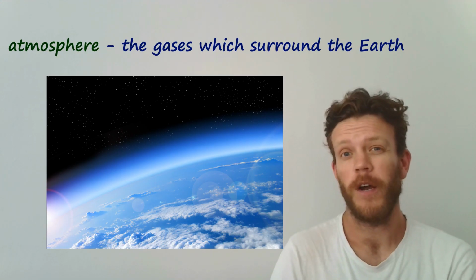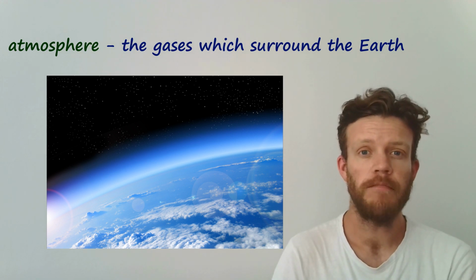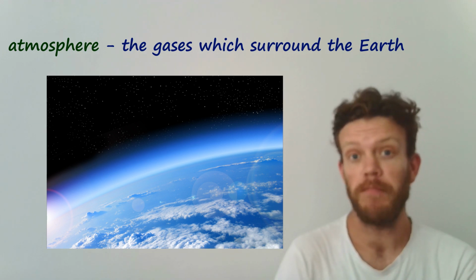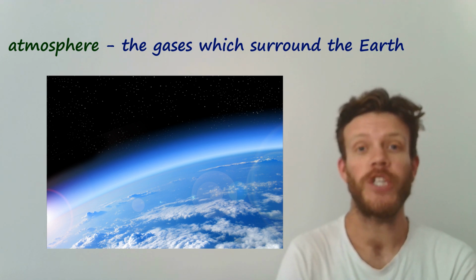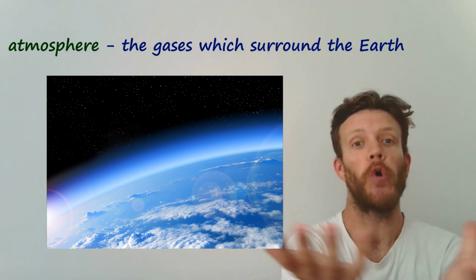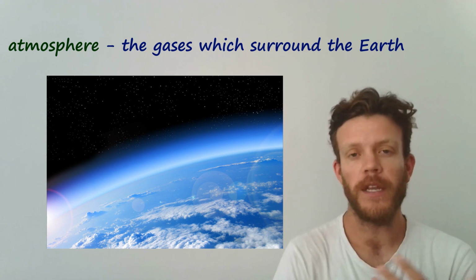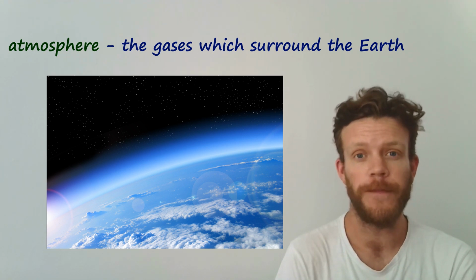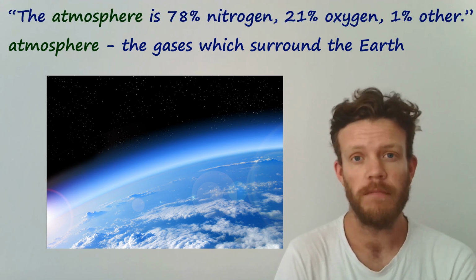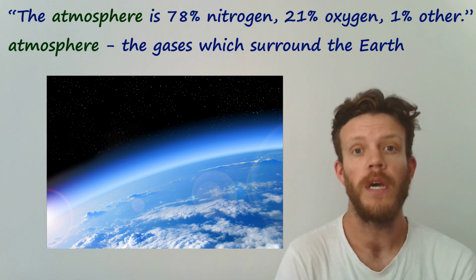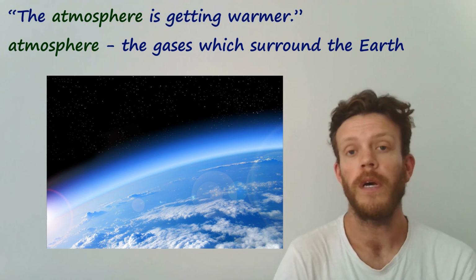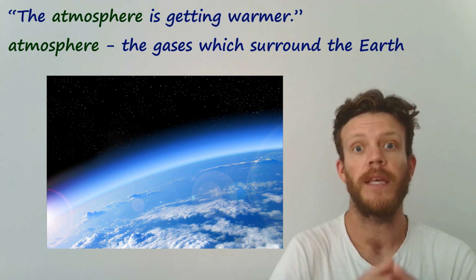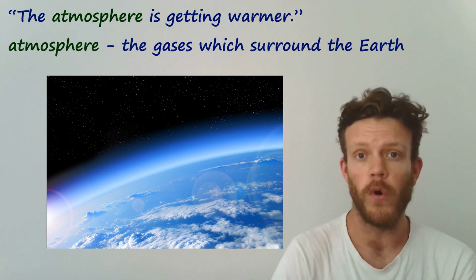So going back to our original word, atmosphere, as you can see, the meaning is pretty much the same. The difference here is you're talking about the whole Earth. And you're going to use this in more of a scientific way. The atmosphere is 78% nitrogen, 21% oxygen, 1% other. Or it's generally accepted that the atmosphere is getting warmer.